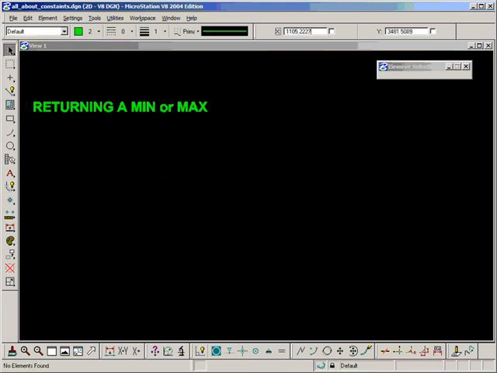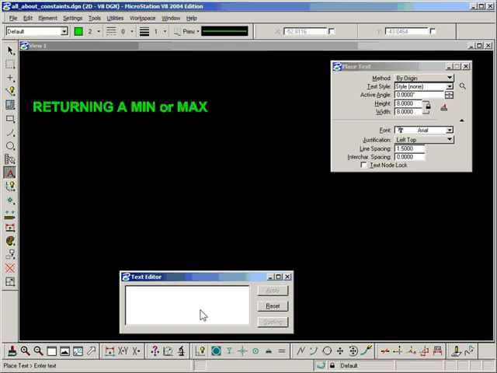Now I want to look at a fairly straightforward one, which is returning the minimum or maximum of a group of values. This is something I use very, very commonly. Say we have a whole lot of different empirical formulas returning different results, and we want to take the minimum of that group of results and apply that to our design. So let's see, it's fairly straightforward as far as I can remember.